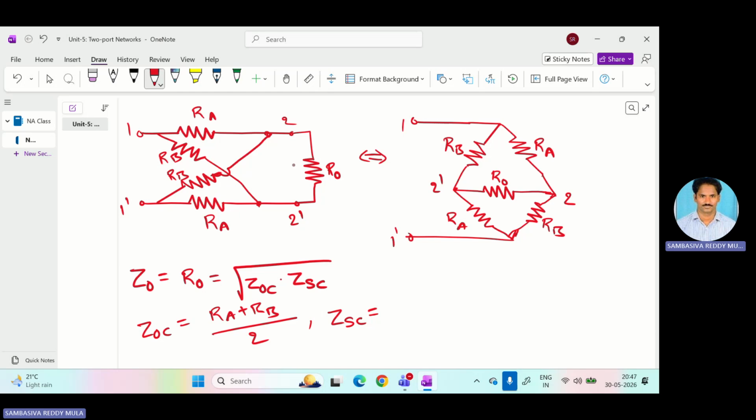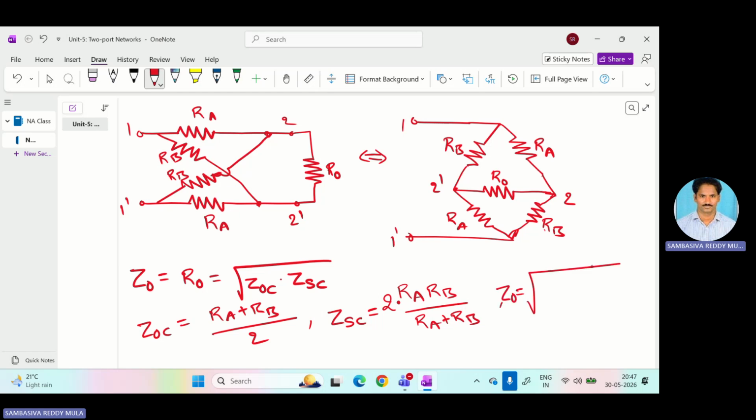And what is ZSC? If you short circuit these terminals 2 2 dash, then what happens? RA and RB are in parallel here, and here also RA and RB are in parallel. This combination will be in series because 2 2 dash is short circuited. The parallel combination is RA RB by RA plus RB, and these two parallel combinations are in series. So we get 2 times RA RB by RA plus RB. Now find out Z0.